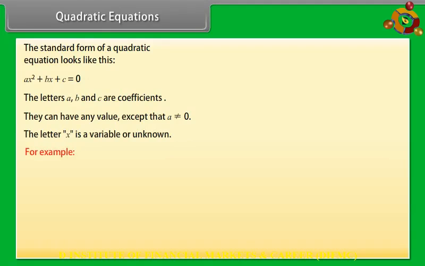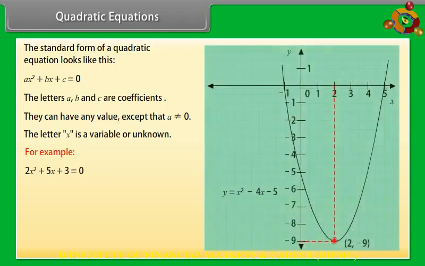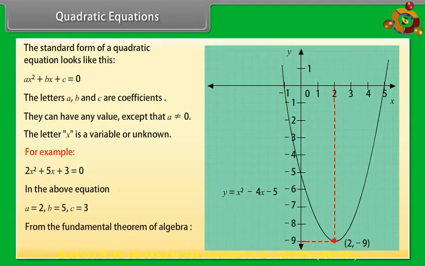Let's take an example. 2x² + 5x + 3 = 0. In the above equation, a is equal to 2, b is equal to 5, c is equal to 3. From the fundamental theorem of algebra, we can deduce that the quadratic equation has two roots.